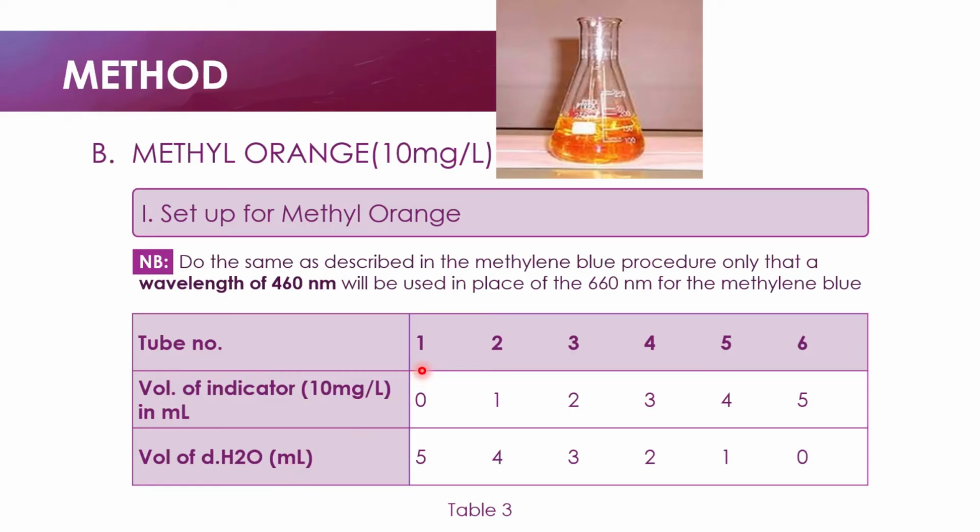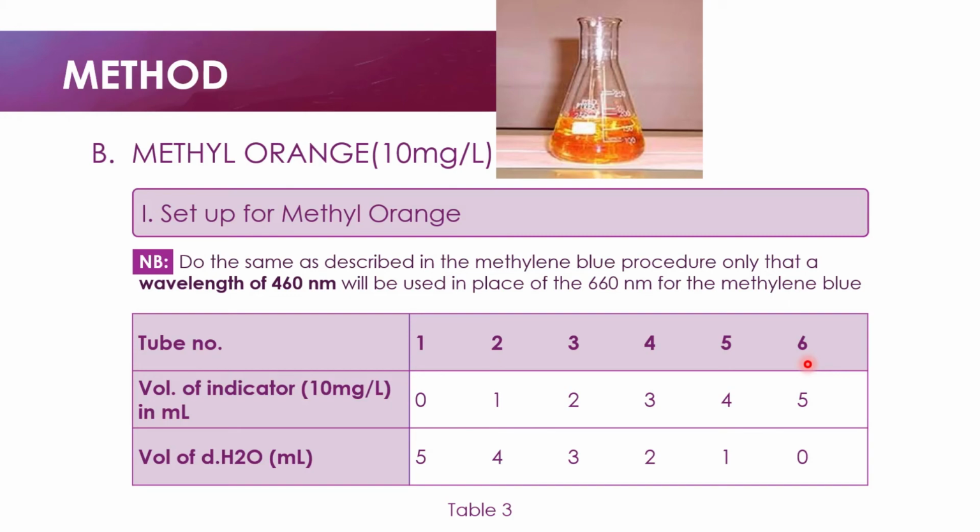If you look at the first test tube, it contains 5 ml of distilled water. Test tube 2 contains 1 ml of the indicator and 4 ml of distilled water. For test tube 3, it contains 2 ml of the indicator and 3 ml of distilled water. For test tube 4, it contains 3 ml of the indicator and 2 ml of distilled water. For test tube 5, it contains 4 ml of the indicator and 1 ml of distilled water. And test tube 6 contains 5 ml of the indicator.